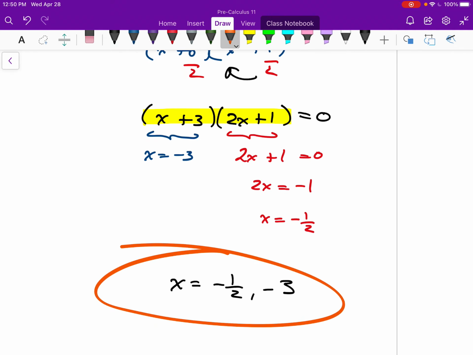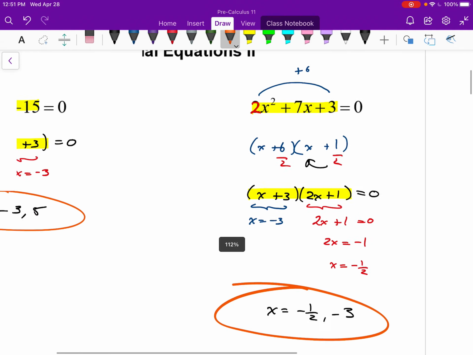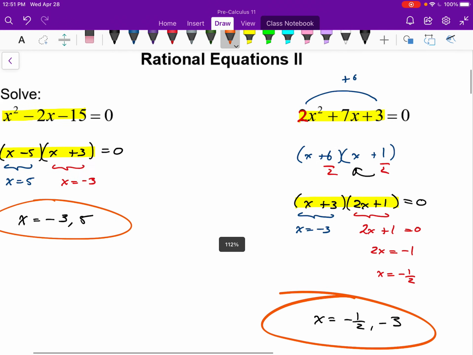So I use factoring to solve what we call a quadratic equation. And why we call it quadratic doesn't really matter right now. We'll get to that later on in the course.